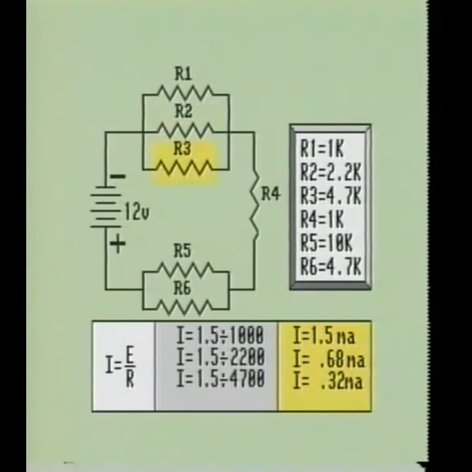When we divide the voltage drop across R3 by the resistance of R3, we find that R3 is passing 0.32 milliamps through it. Since we have 2.5 milliamps flowing into the junction of R1, R2, and R3, we must also have 2.5 milliamps flowing out. When we add the three currents together, we get the sum of 2.5 milliamps, which is the amount that flowed into the junction.